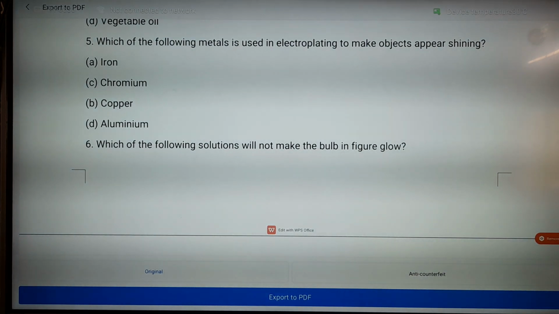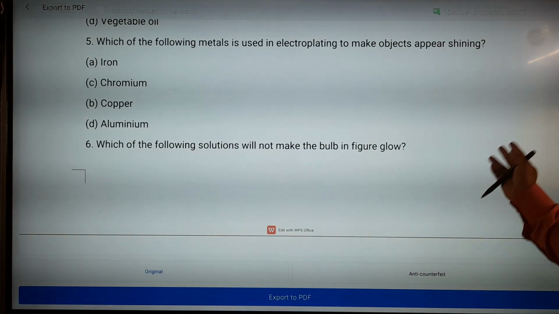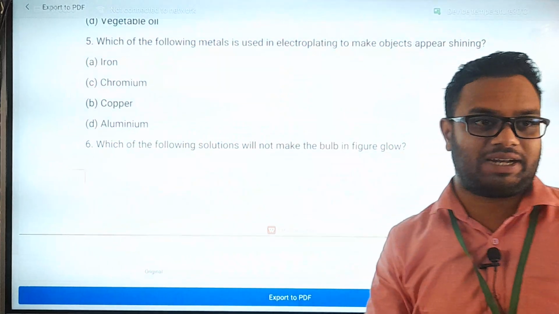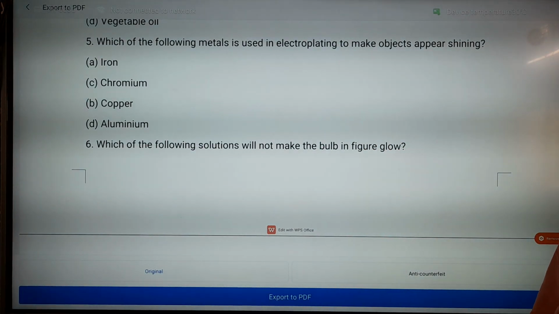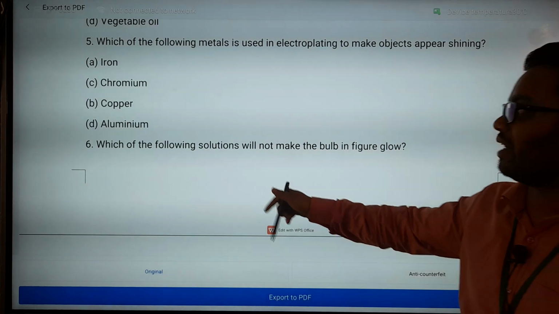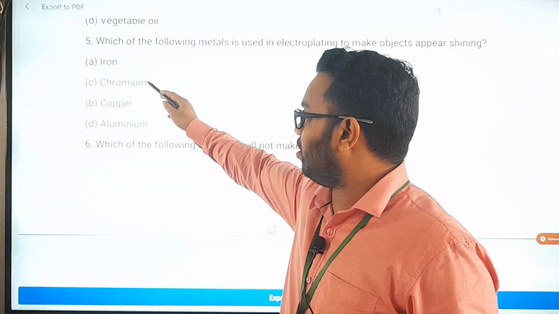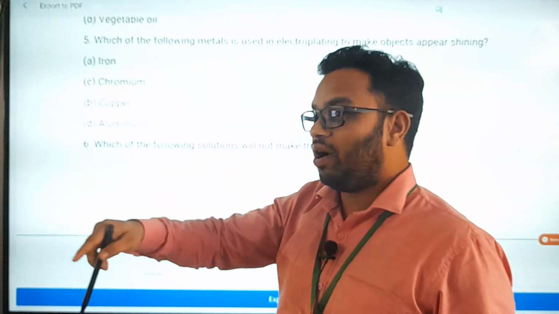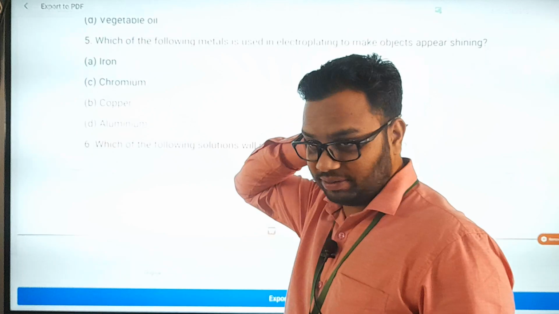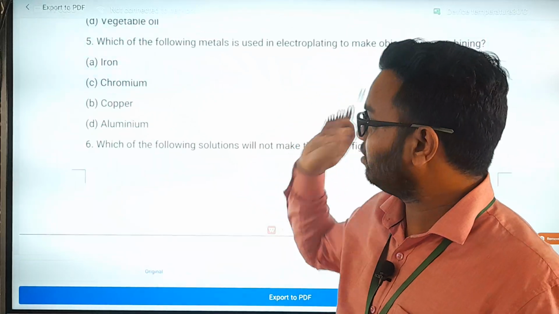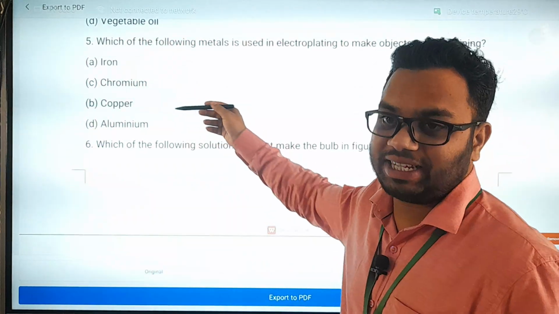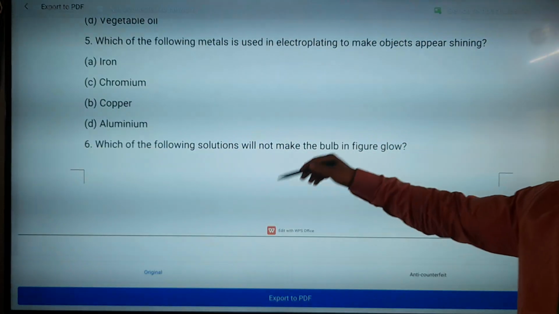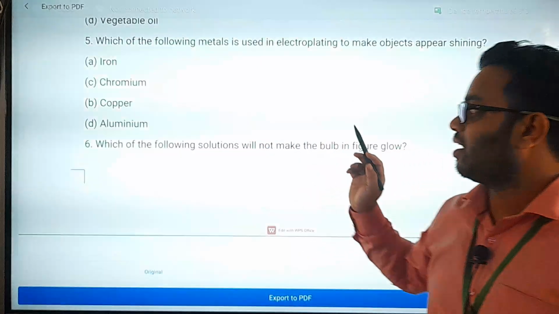Come to number 5. Which of the following metals is used in electroplating to make the object appear shining? Chromium. Right answer. Very good. So 5C. Actually here the options are wrong. See in your book, the option is wrong. Maybe the place is not proper. Okay. So the answer is chromium.